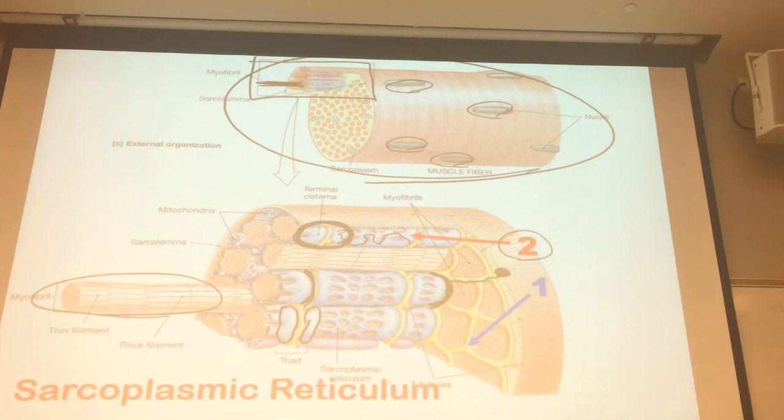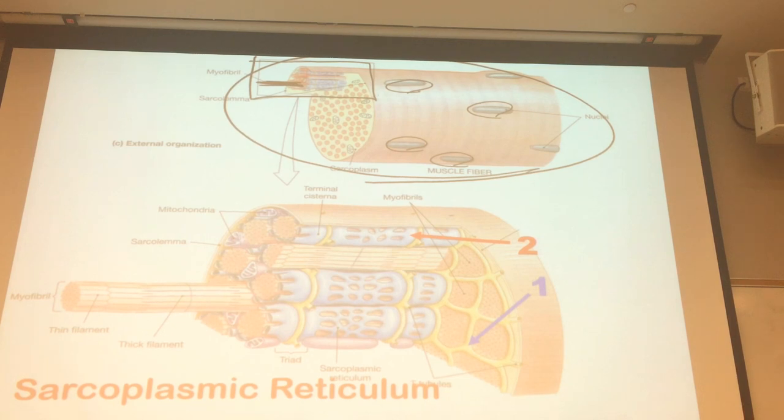So there is one T-tubule, and there's one terminal cistern on one side, one terminal cistern on the other side. Together, how many structures is that? Three. That's a triad. A triad is two terminal cisternae with one T-tubule in between. And that's because what's going to happen is, now I'm going to erase all that stuff. And this is why we do one and two.